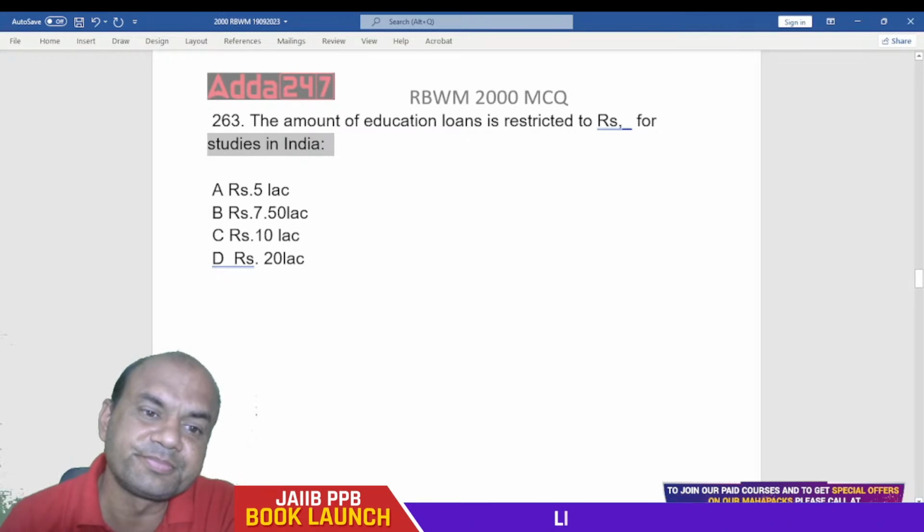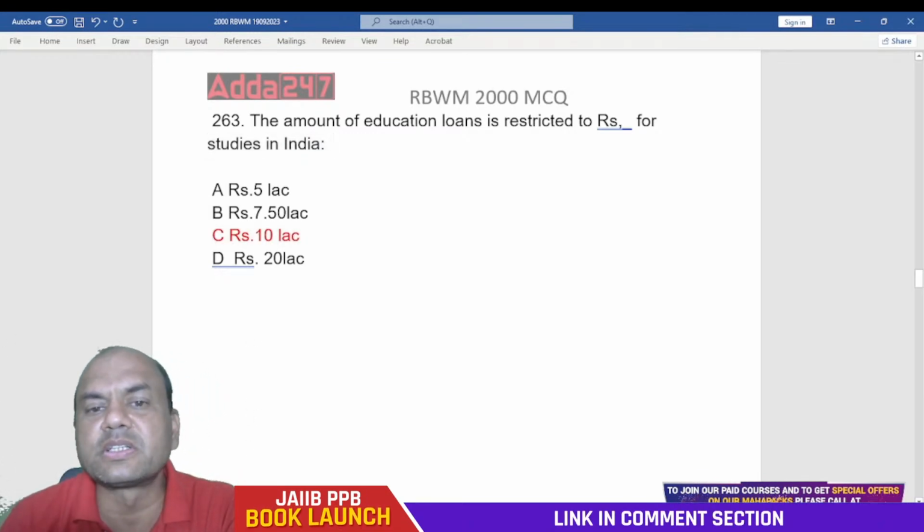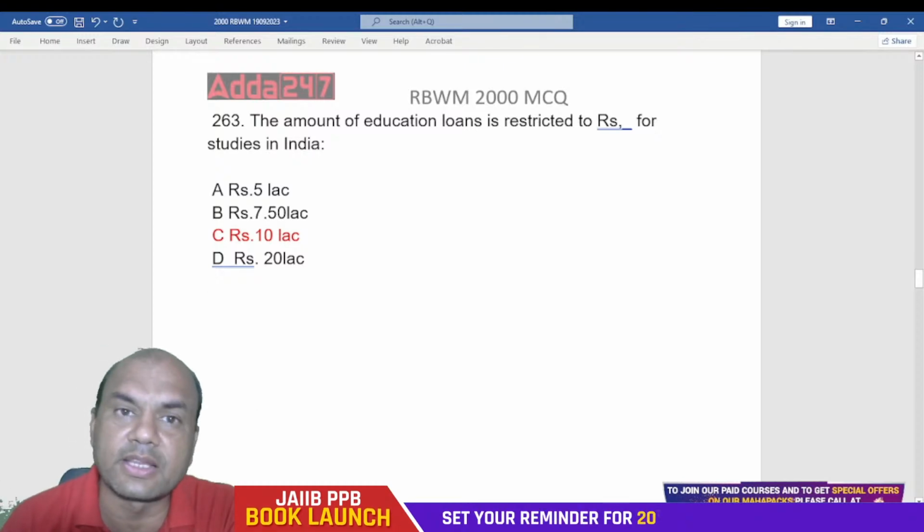It is 10 lakhs. Education loans in India are restricted to 10 lakhs.